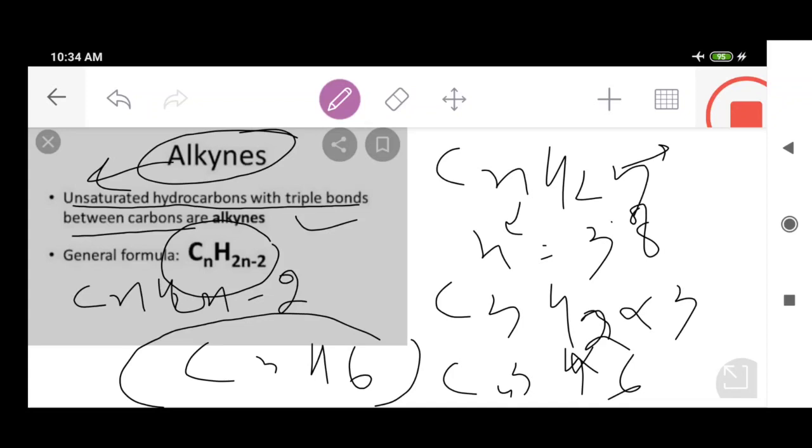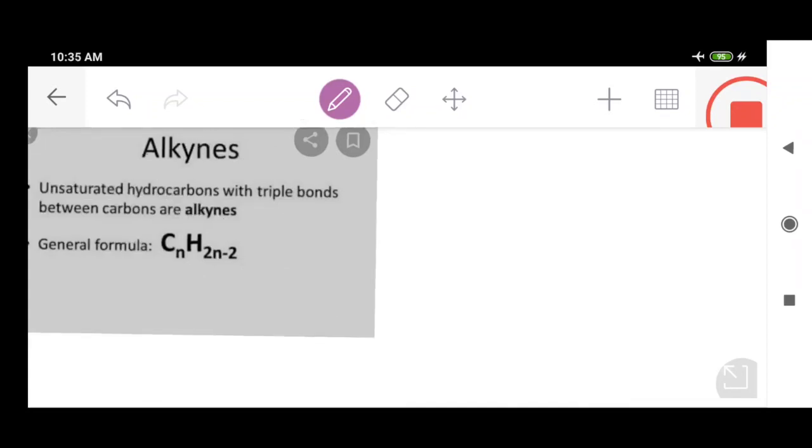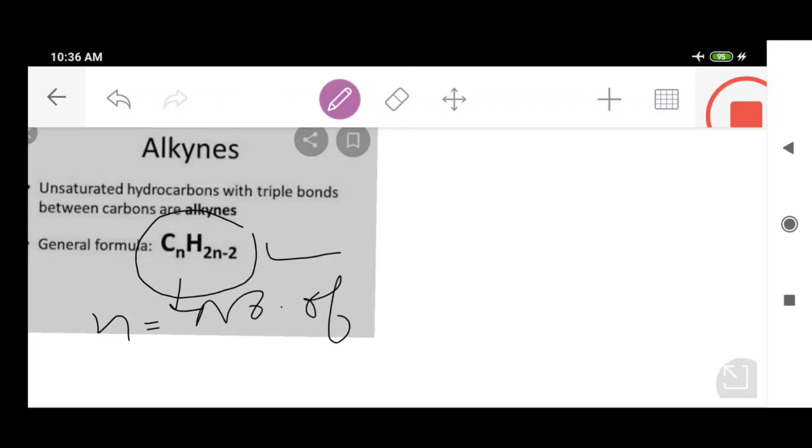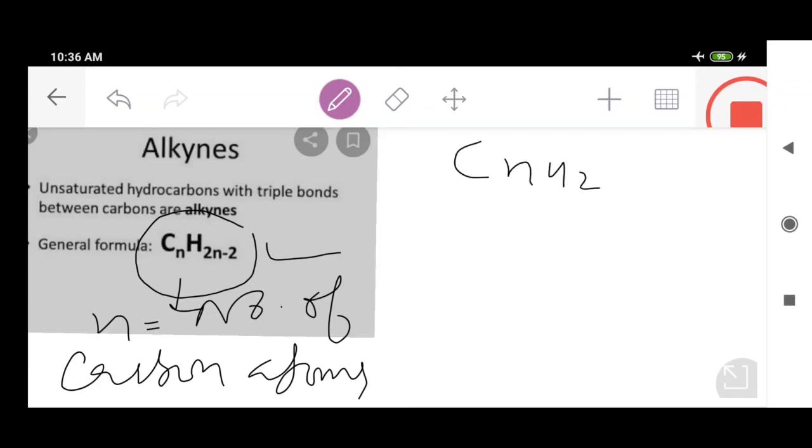So let's discuss the general formula of alkynes. The general formula of alkynes is CnH2n-2, where n is the number of carbon atoms, equal to the number of carbon atoms. CnH2n-2.